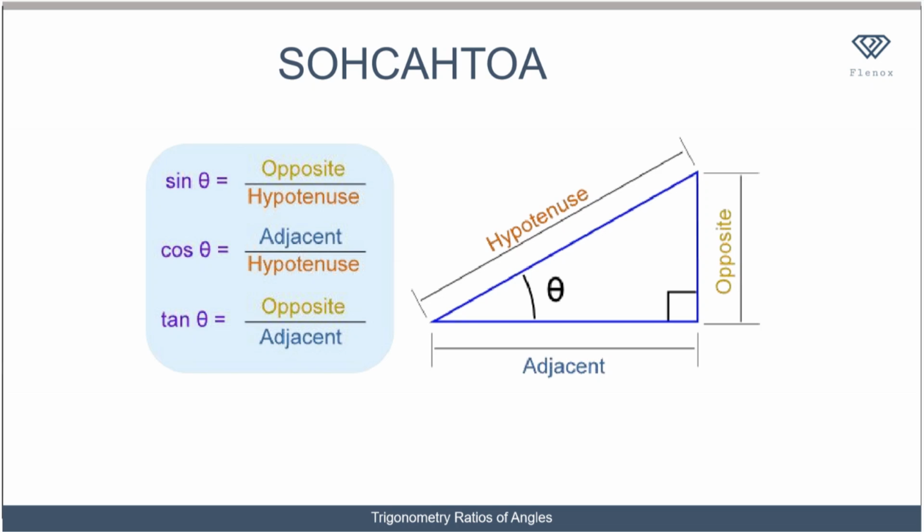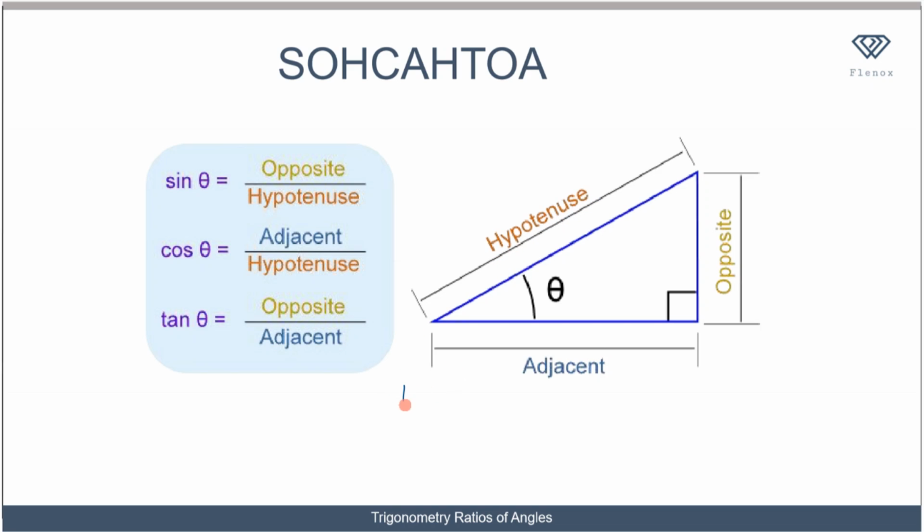So let's define the sides of a right angle triangle. When you have a right angle triangle, you have one angle that measures 90 degrees. Let's take a look at another angle and call that angle theta. The side that is directly opposite that angle is referred to as the opposite. The other side that lies adjacent to the angle is called the adjacent side. And the longest side of a right angle triangle, of a triangle in general, is called the hypotenuse.